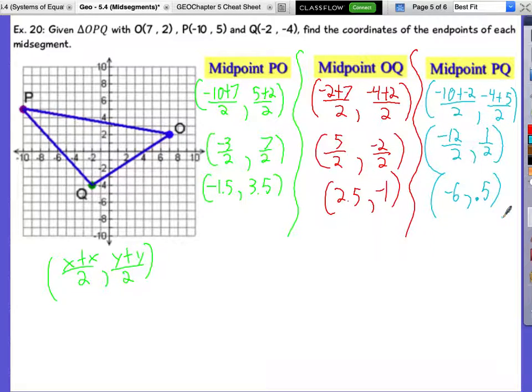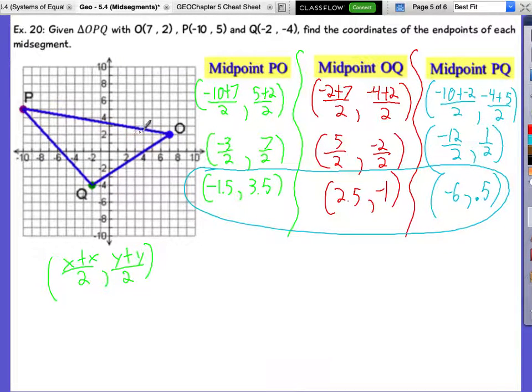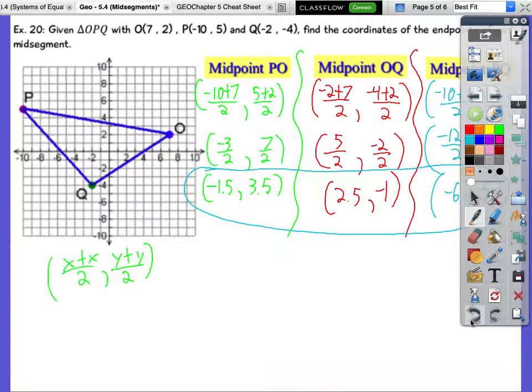Now, did we find the coordinates of the endpoints of each midsegment? What are the endpoints of the midsegment? They're the midpoints, aren't they? So we did just find the coordinates. These three are the coordinates. You could plot them. They make another triangle. Hey, could we have also found the midpoints on this graph? We could count how big of a difference there is in x and y, and know there's a 3 difference. So it should be a 1.5 difference. So we could have.